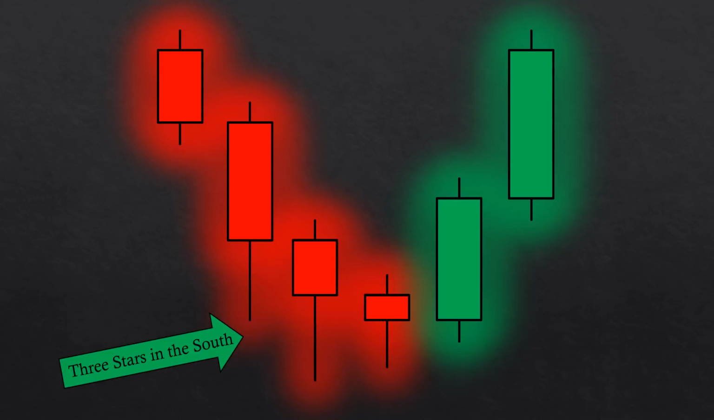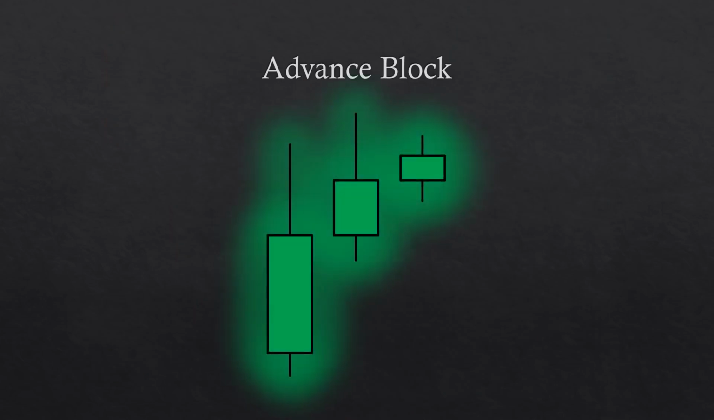Next we have the advanced block pattern, which is the mirror image of the three stars in the south, so it's a bearish reversal pattern. This pattern is a bit counterintuitive in the same way as the last one because it's a bearish reversal pattern formed only by bullish candlesticks. The pattern is formed by three candlesticks with decreasing body size and prominent upper tails. The progressive decrease in body size means that buyers are losing momentum, and the longer upper tails mean that sellers are gaining momentum in relation to the buyers.